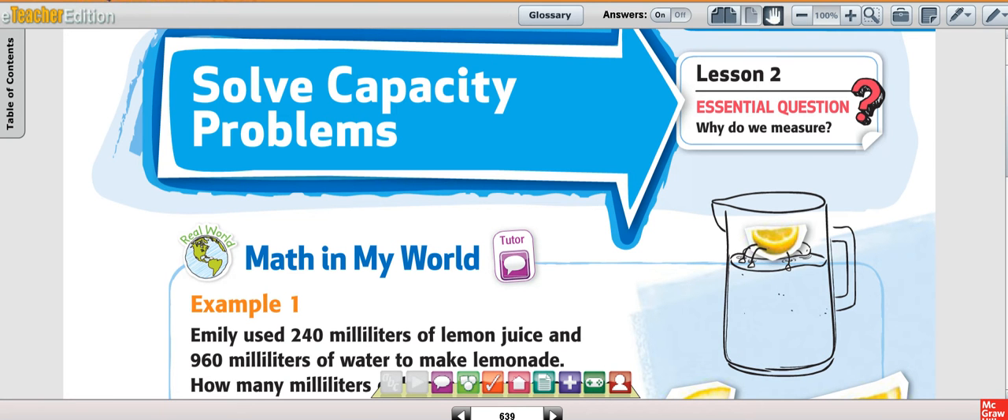Yeah, this is chapter 11, lesson 2. It says solve capacity problems. Remember, a container, the capacity is how much does it take to fill up that container.